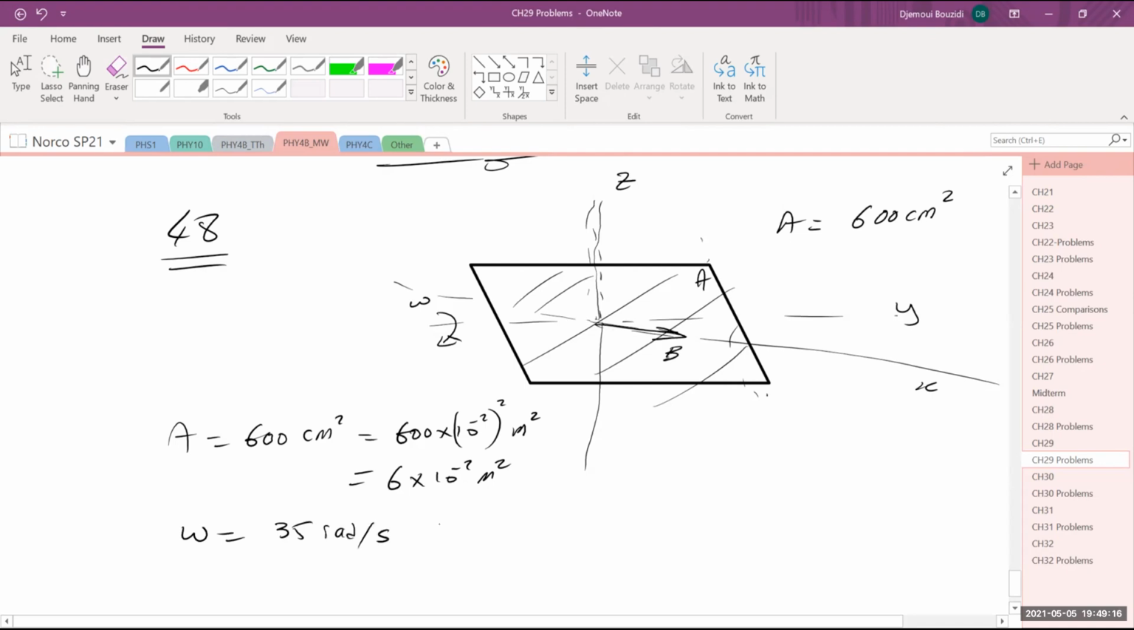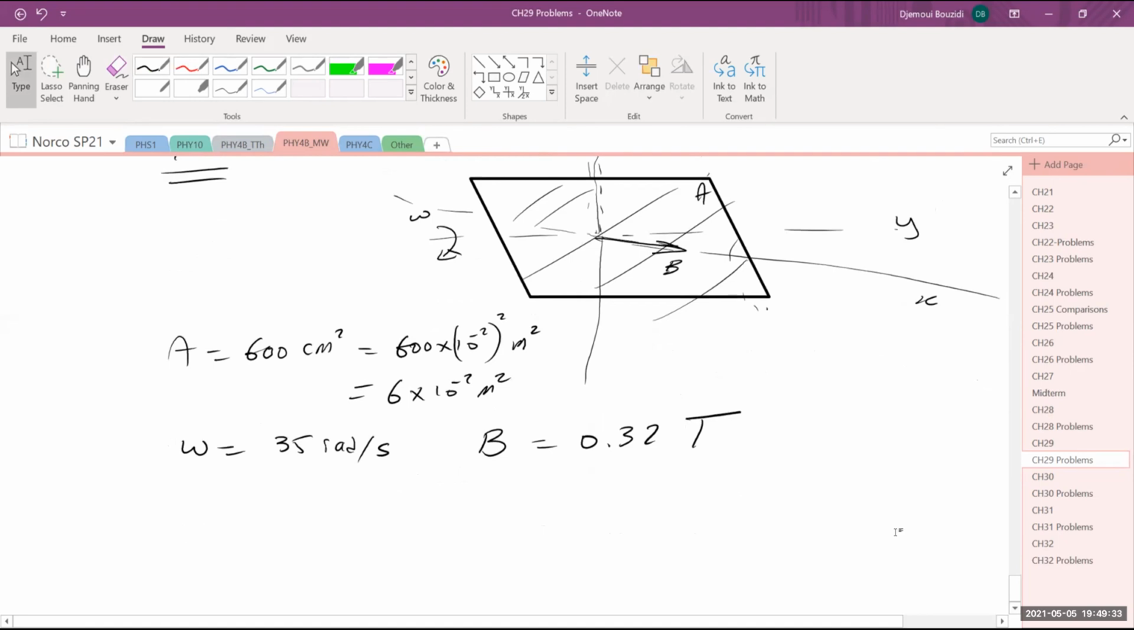And B, the magnetic field shown in the picture, is 0.32 Tesla. As a matter of fact, there are 3 significant figures in this problem, so you have to remember that. They want basically the maximum EMF.